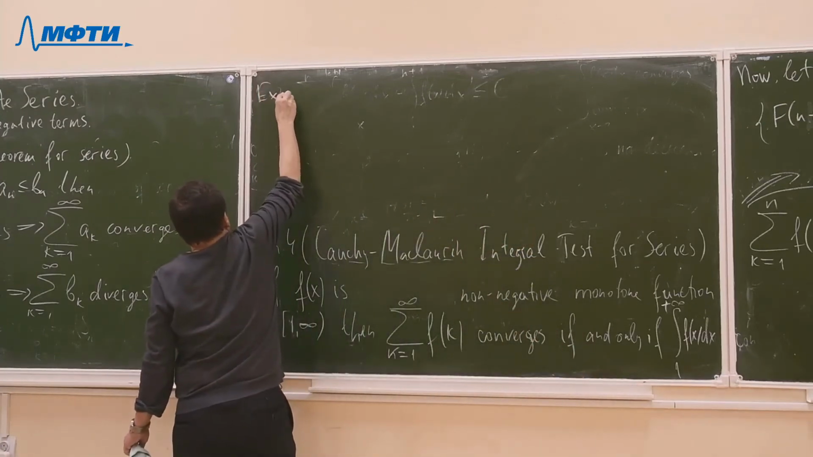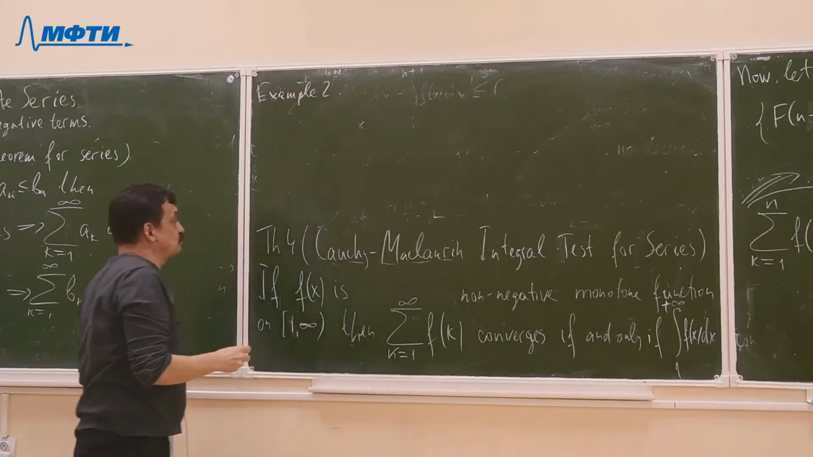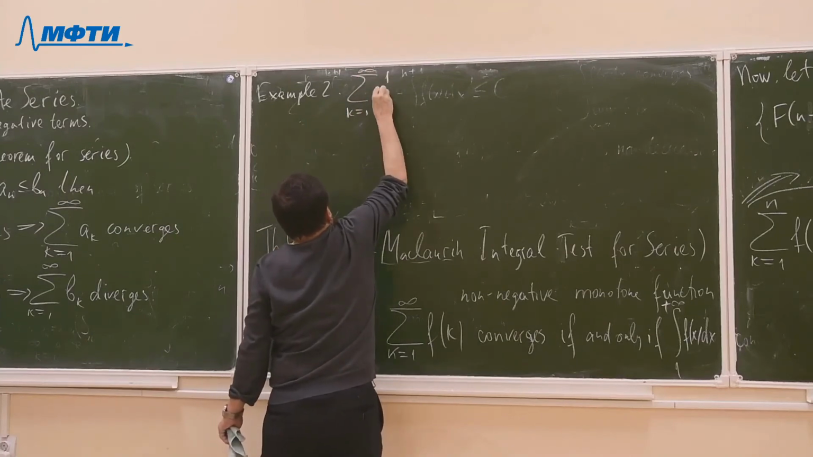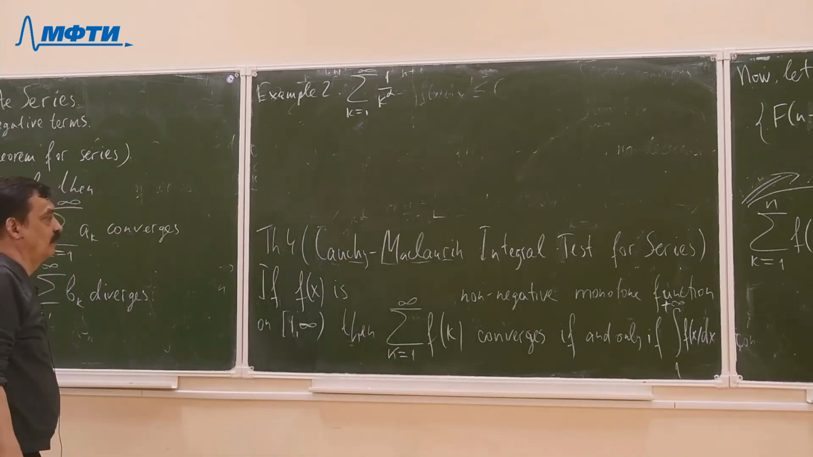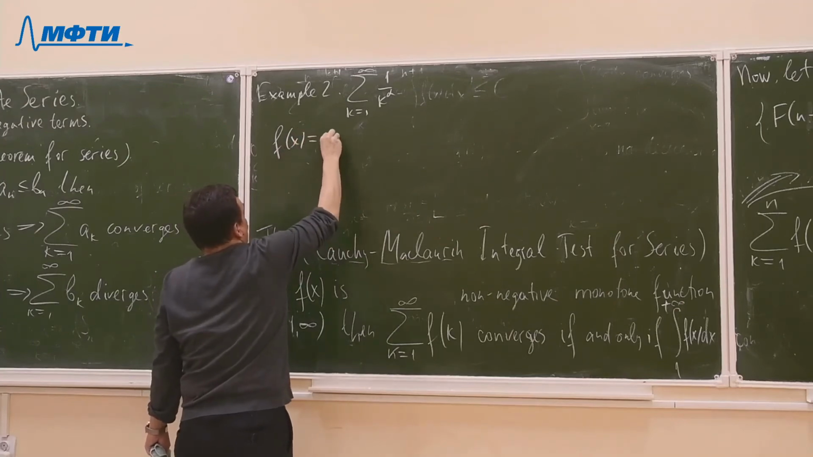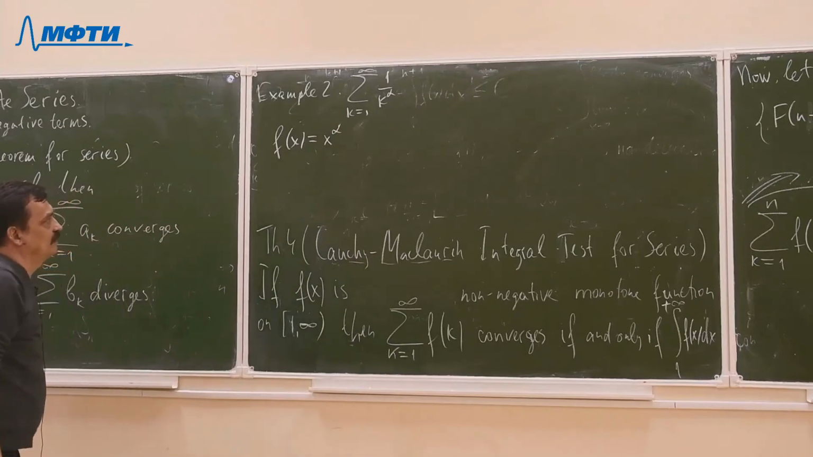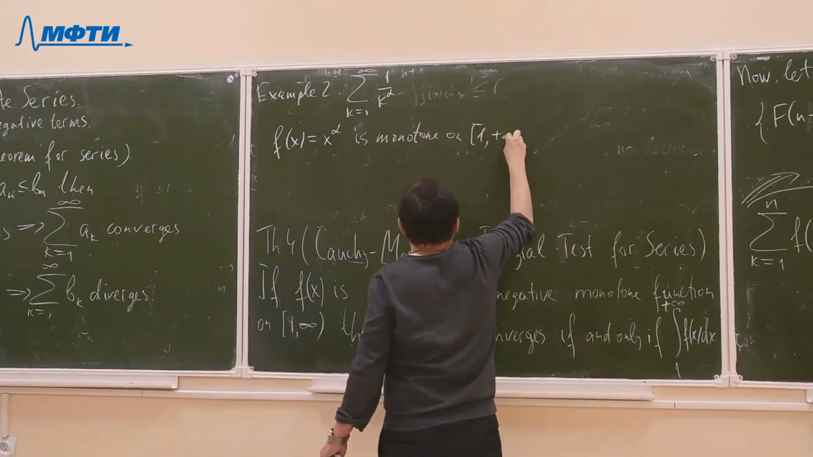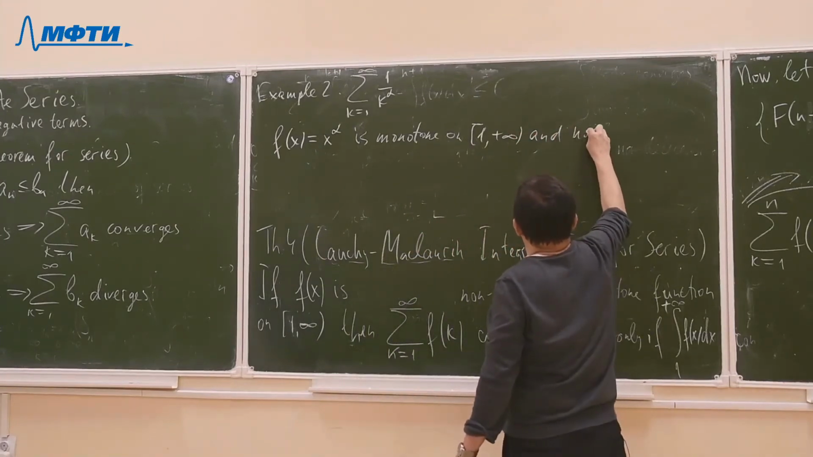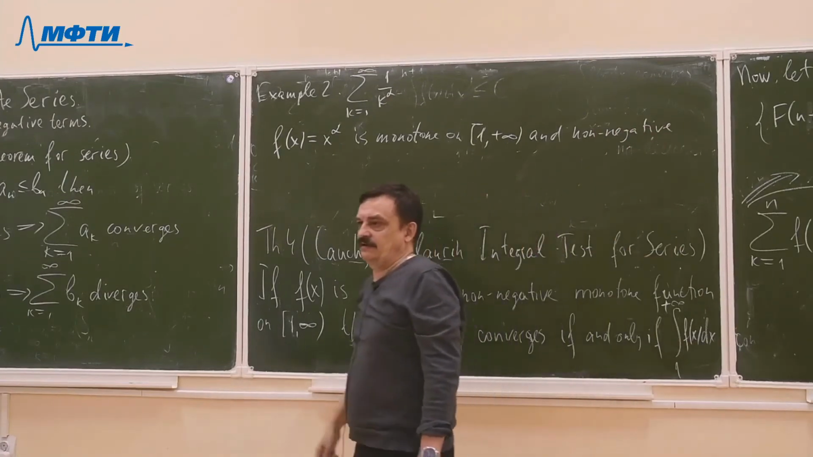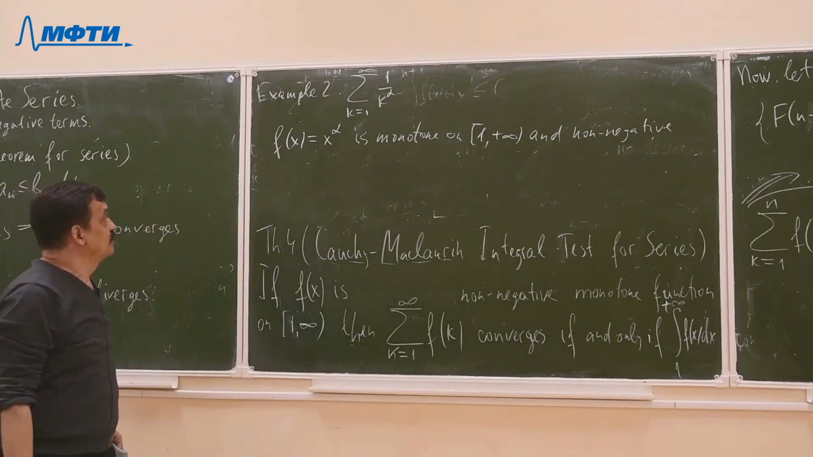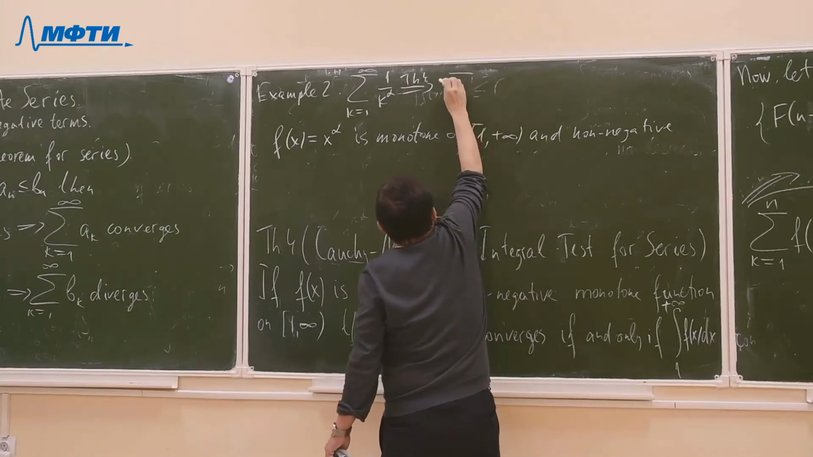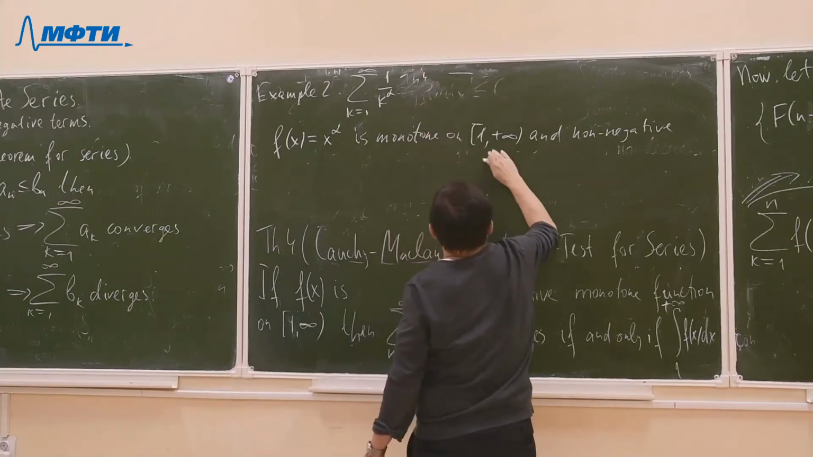Example 2. Consider such a series, the sum of 1 over k to the power alpha. If we consider the function f of x equals 1 over x to the power alpha, right? Then it is monotone on 1 to infinity and non-negative, right? So we can apply our Theorem 4, right? So by Theorem 4, from that one, right?